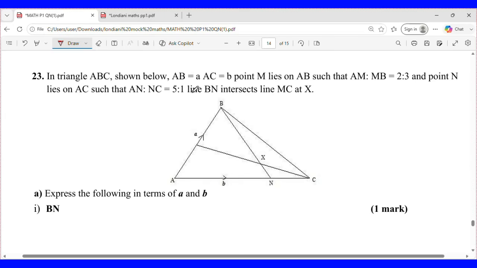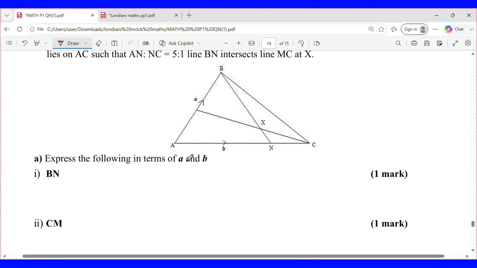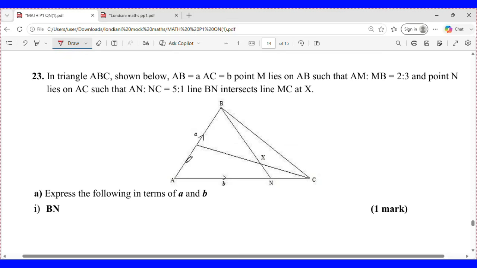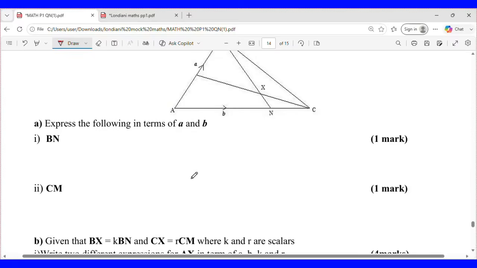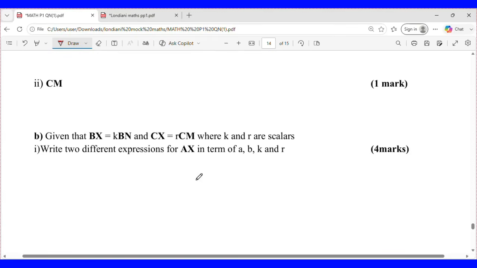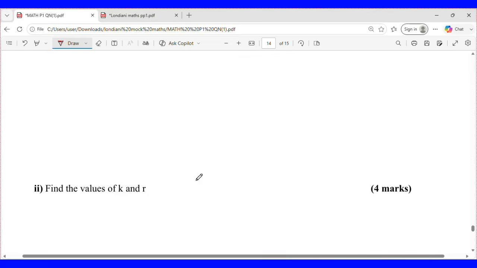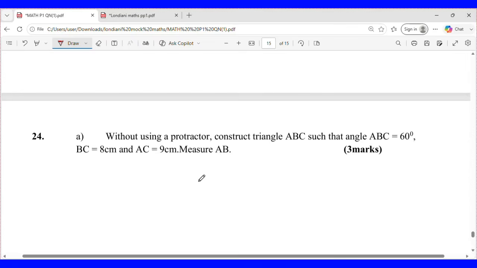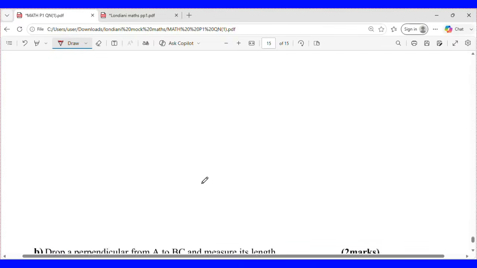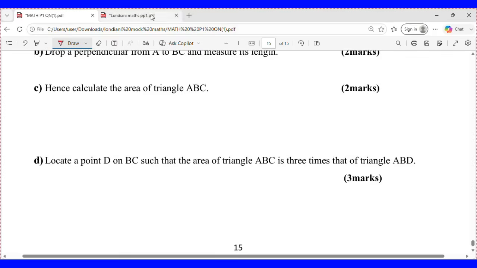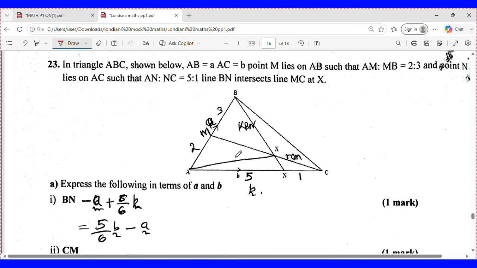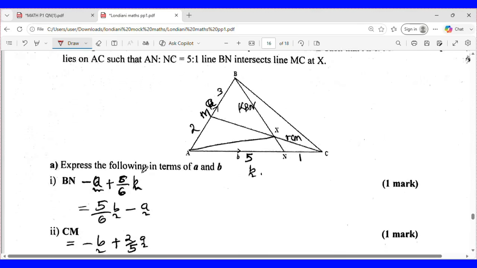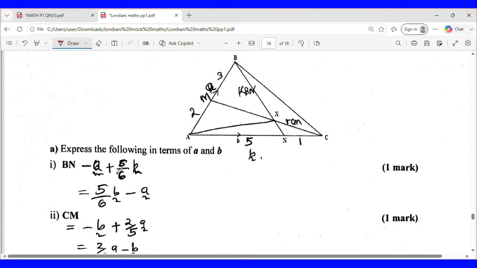So, I want you to try this one. Try this question and make sure you get it. Then you mark for yourself.